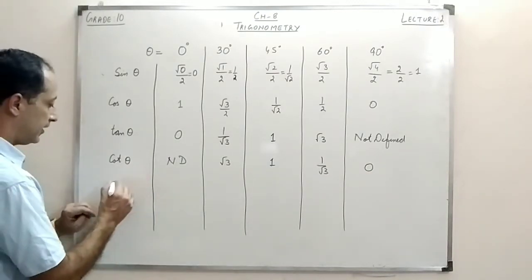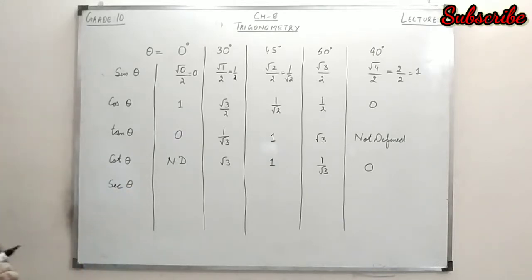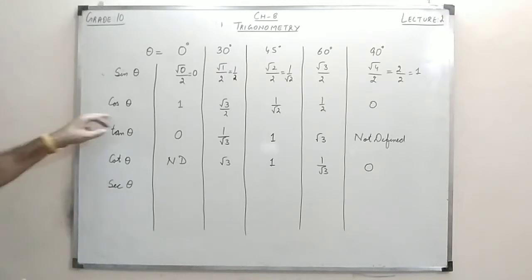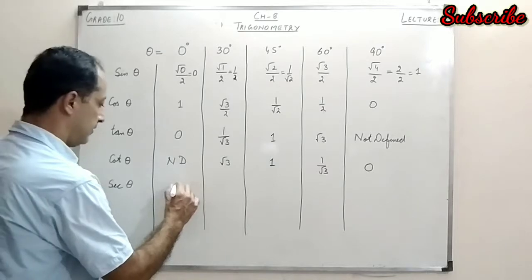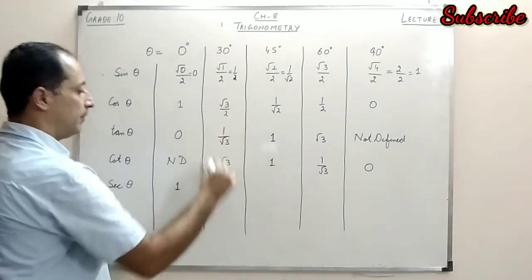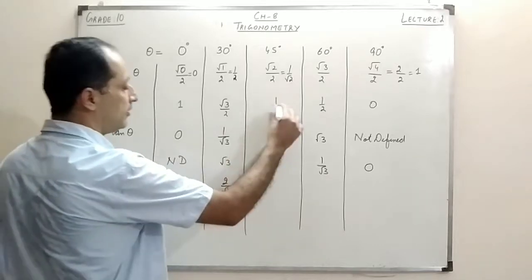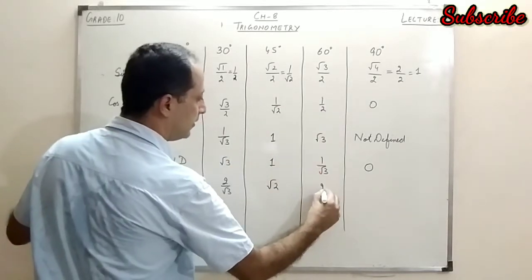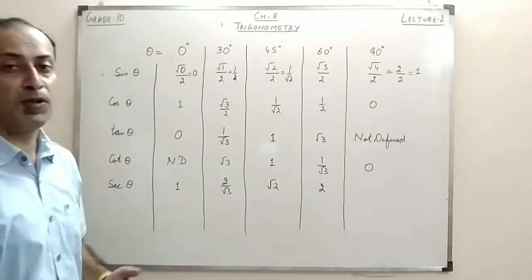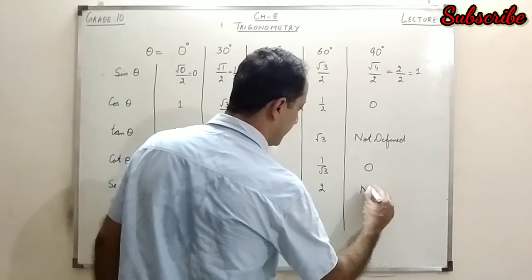Next we talk about secant theta, or in short we call it sec theta. Now for sec theta, how do we do it? That is the reciprocal of cos theta. So reciprocal of 1 is 1. Reciprocal of this becomes 2 upon root 3. Reciprocal of this becomes root 2. Reciprocal of this is 2. And the reciprocal of 0 will be 1 by 0, again not defined.